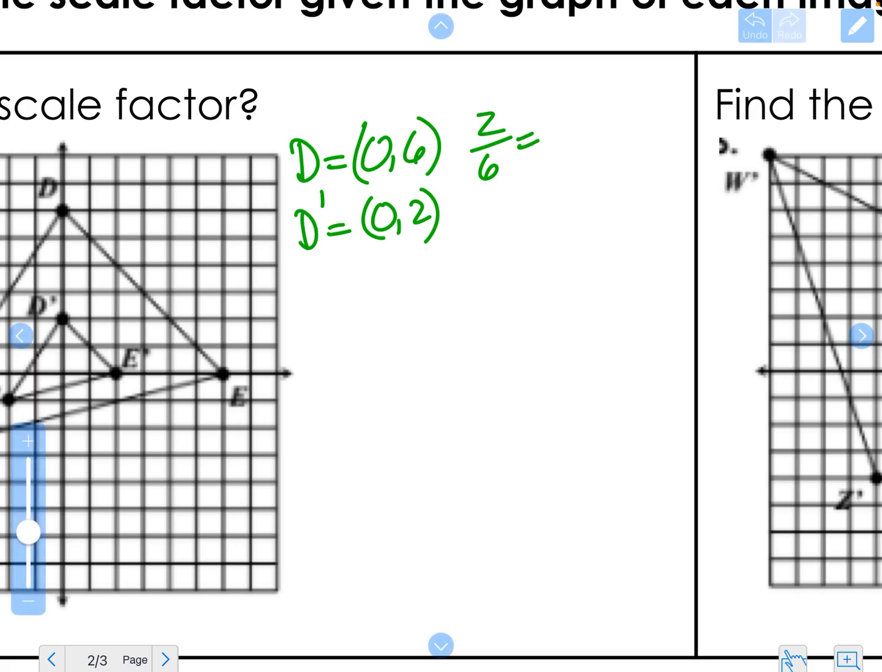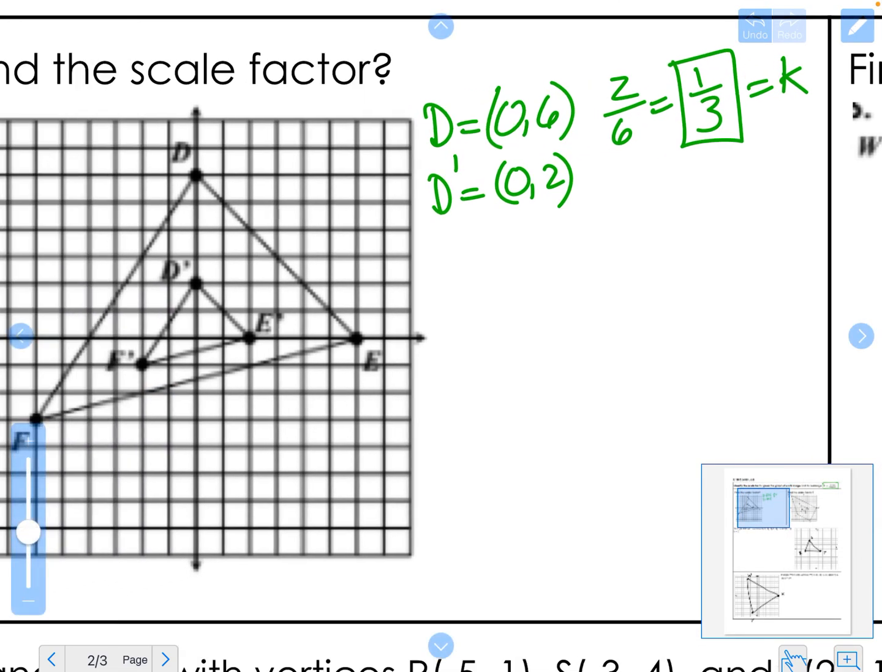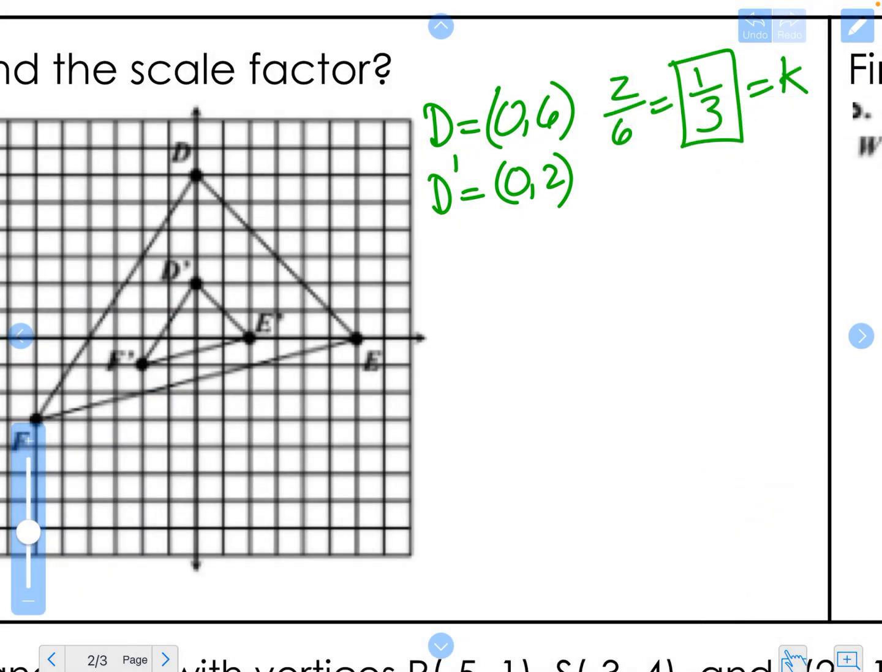I'm going to do the y points only because I know that 0 divided by 0 just simply gets me 0, which does not help. So going from D prime to D, it looks like my scale factor is 1/3. But I'm going to go ahead and very quickly check the other points just to make sure.